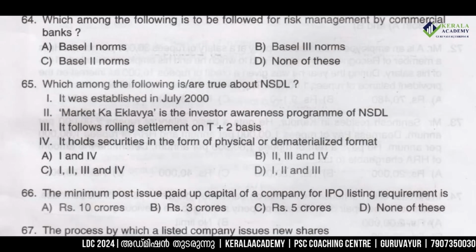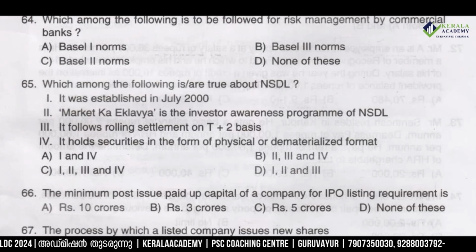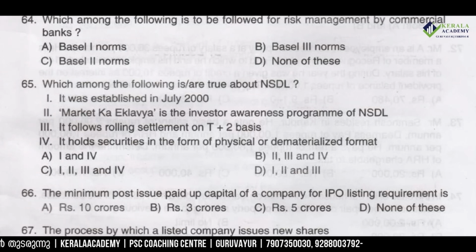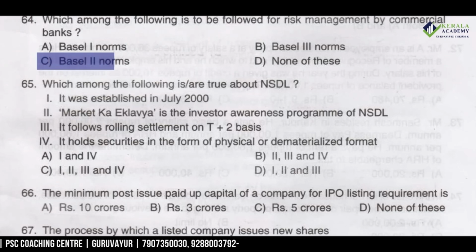Which among the following is to be followed for risk management by commercial banks? Basel 1 norms, Basel 3 norms, Basel 2 norms, none of these. Correct answer option C, Basel 2 norms.